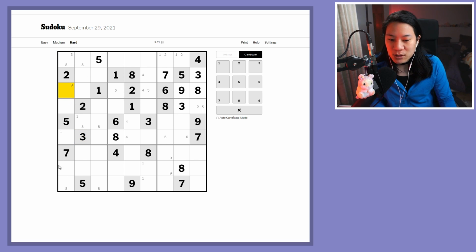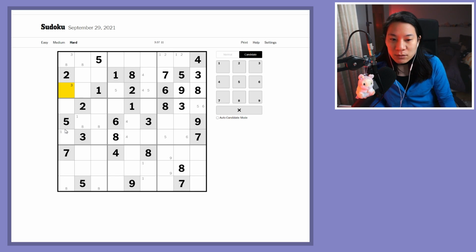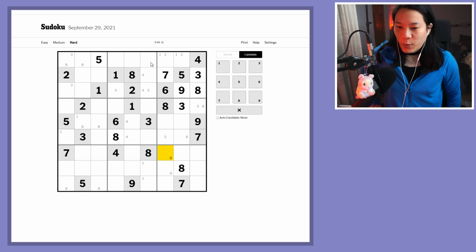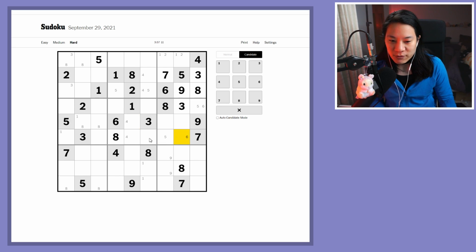Threes are locked as a pointing pair over here. So that's kind of useful. Maybe not that useful. 3, 3, 3. Threes are over here as well. Can't really do anything with that. Okay, fours. Fours are not being interesting. Oh, fours are locked on rows 5 and 6 in these two boxes. So there must be... Oops, that's 5. Fours must be on row 4 in box 4 as well.